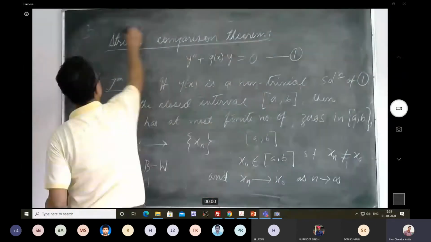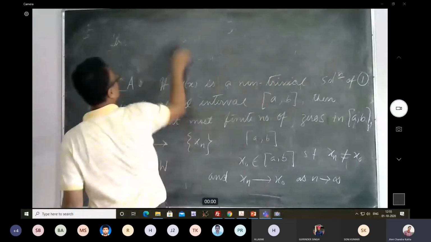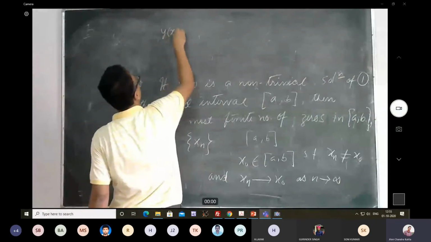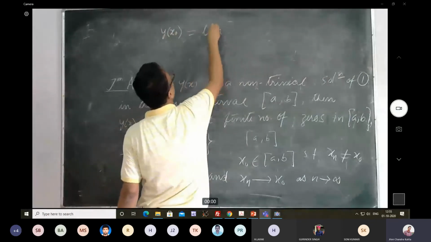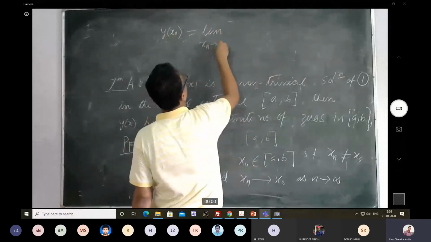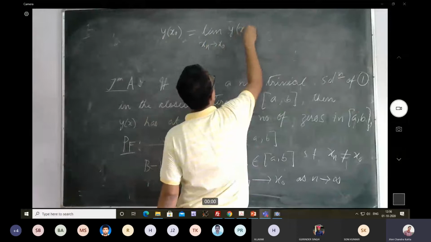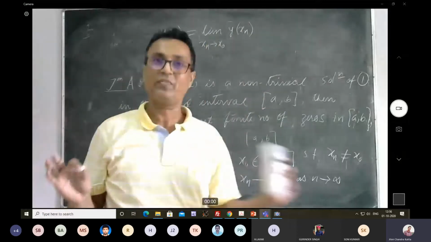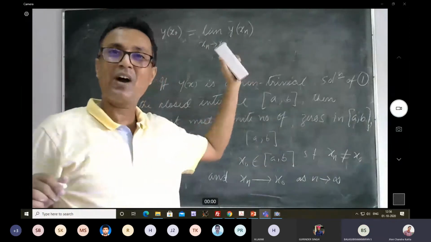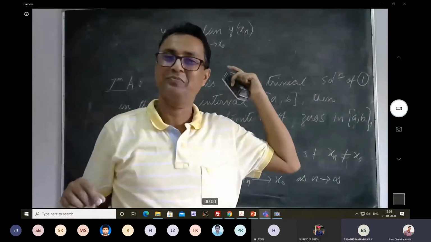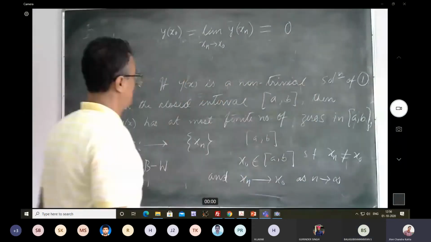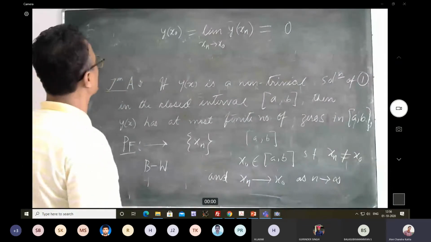So then what is going to happen? y(x naught) is going to be the limit of y(x_n), right, by the continuity of y. I can always use that. Is it okay? Yes, sir. And what is y(x_n)? It is 0, because the x_n were nothing but the zeros of the function y, right?